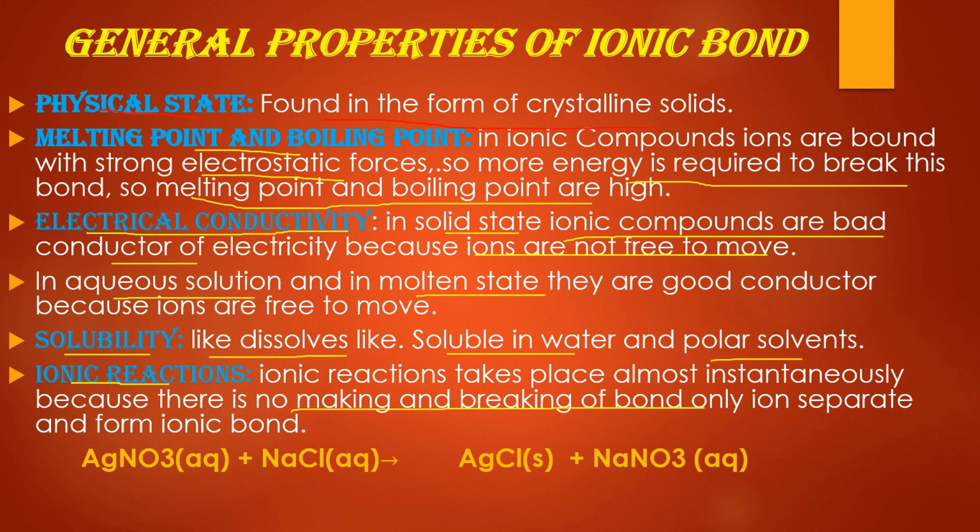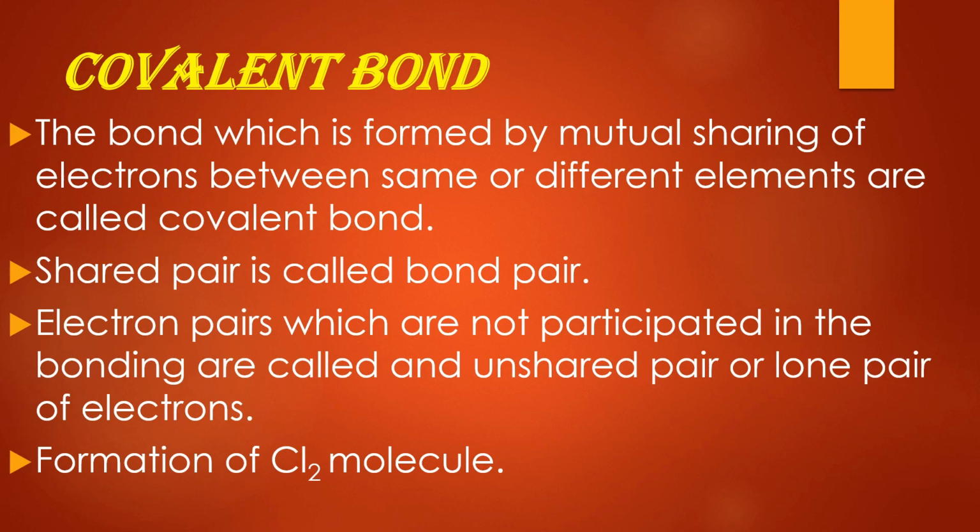For example, if we take aqueous AgNO3 solution and mix it with aqueous NaCl solution, then immediately we will get the white precipitate of silver chloride, that is AgCl, along with the formation of NaNO3, which remains in the solution in aqueous form. Now the next type of bond is the covalent bond.